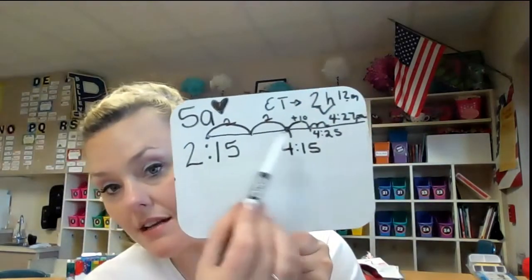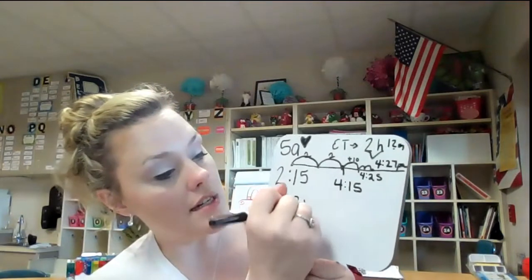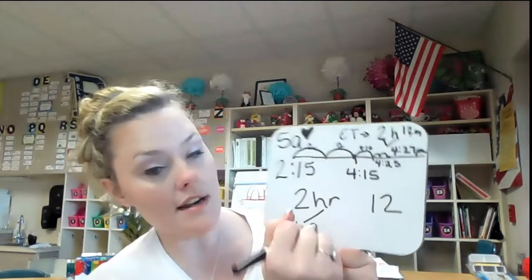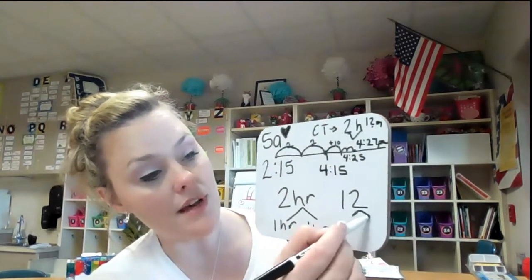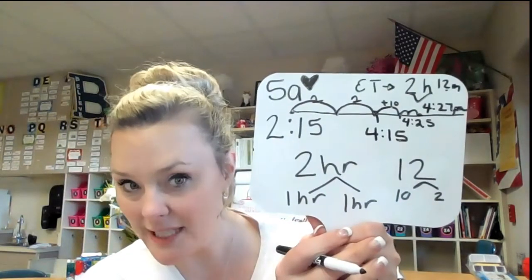So using the number line strategy, I just broke apart my elapsed time. I took 2 hours and 12 minutes. I broke it into a 1 hour and a 1 hour. And then I broke the 12 into a 10 and then 2 minutes. Okay? So if you're ready now, you're going to be able to do 5A on your own, or you can go back and check your work if you already solved it.